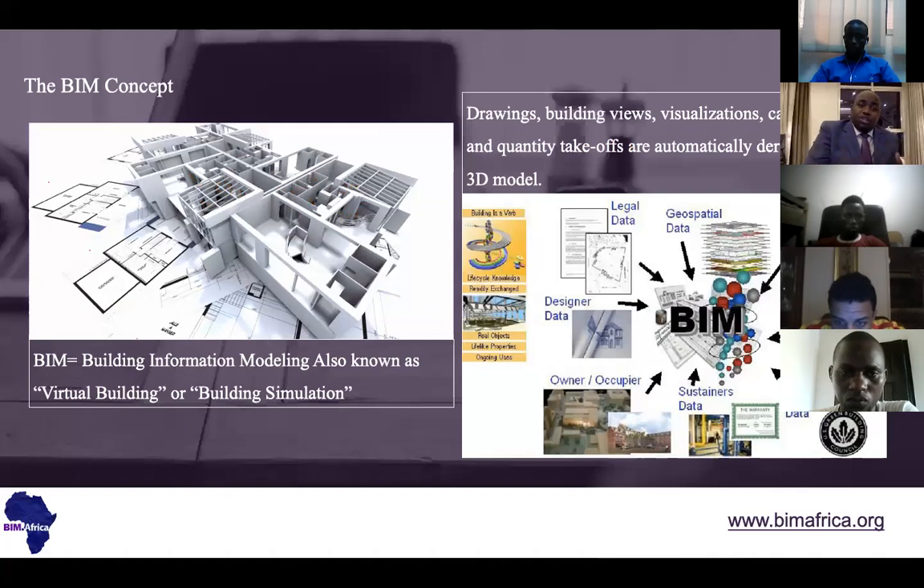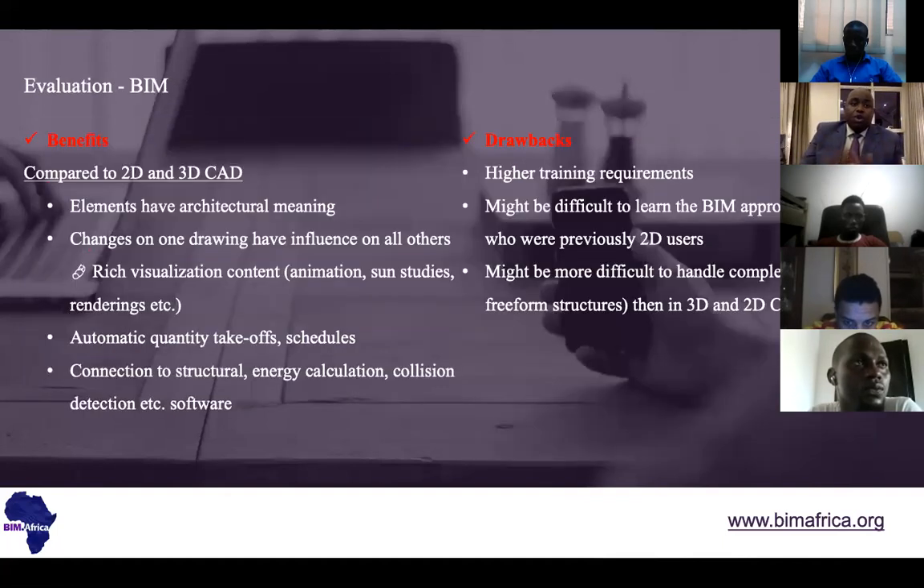So now let's come to the BIM concept, introducing the BIM concept. Building information modeling, also known as virtual modeling, building simulation, smart construction, are all names given to building information modeling. Drawings, building views, visualization, calculation, and quantity take-off are automatically derived from the 3D model. I will come to explain what model, modeling, and management mean, and other things about the acronym BIM. So going back to the evolution compared to 3D, the elements have architectural meaning, changes on one drawing are quite parametric, with automatic quantity take-off and connections to structural.